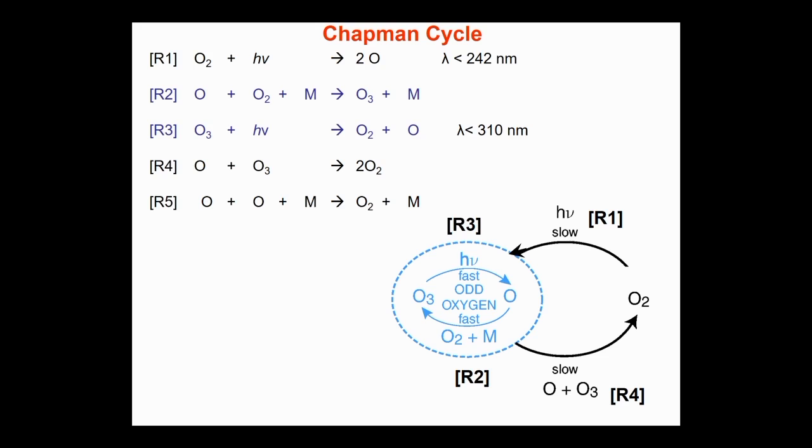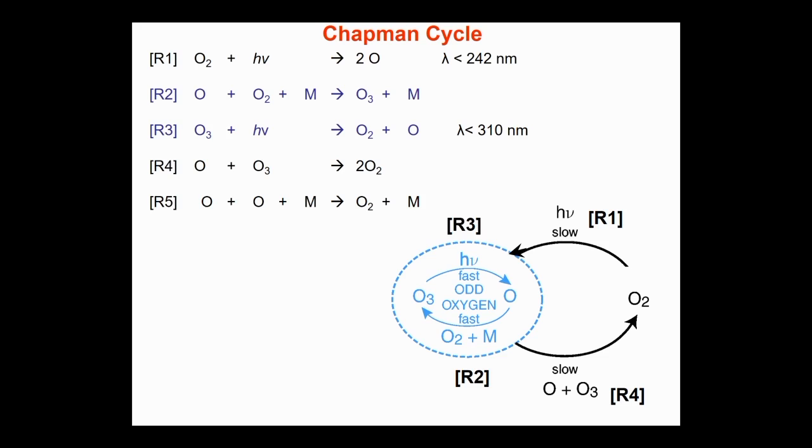Reaction 3 is the photolysis of ozone. Is that? Reaction 4 is the three-body reaction of odd oxygen to form molecular oxygen again. So that's the loss process, the termination reaction. And reaction 5 is the combination of two oxygen, sorry, that's wrong. Yeah? So those are those 5 reactions.